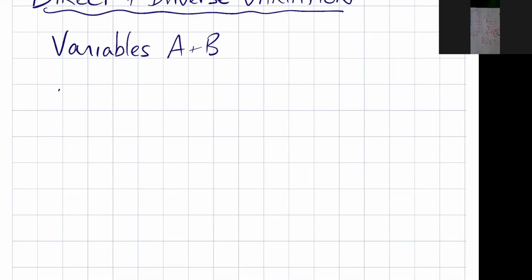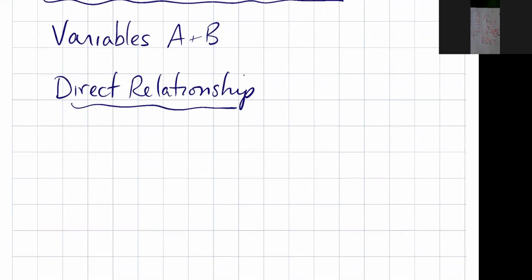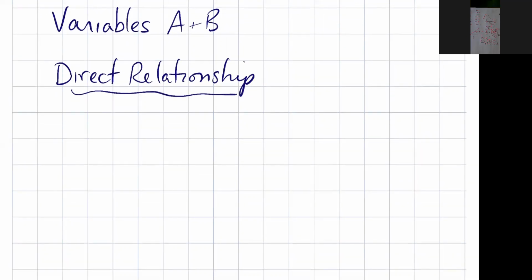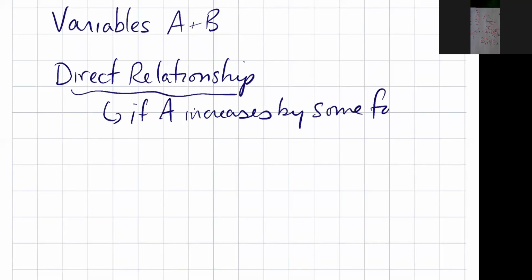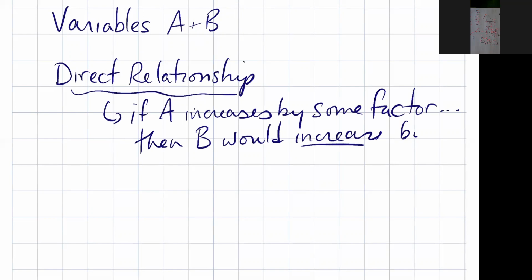So let's suppose we have a direct variation, or a direct relationship between them. What does that mean to say that they're directly related? That means that if A, the first variable, increases by some factor, so suppose it were to double, then B, the other variable, would increase by the same factor.